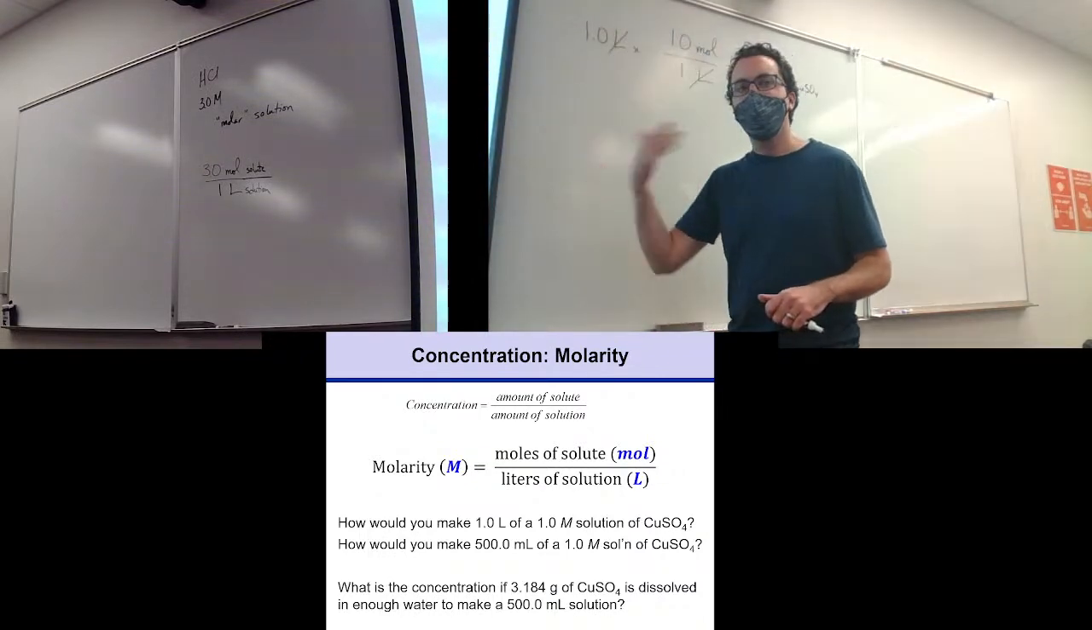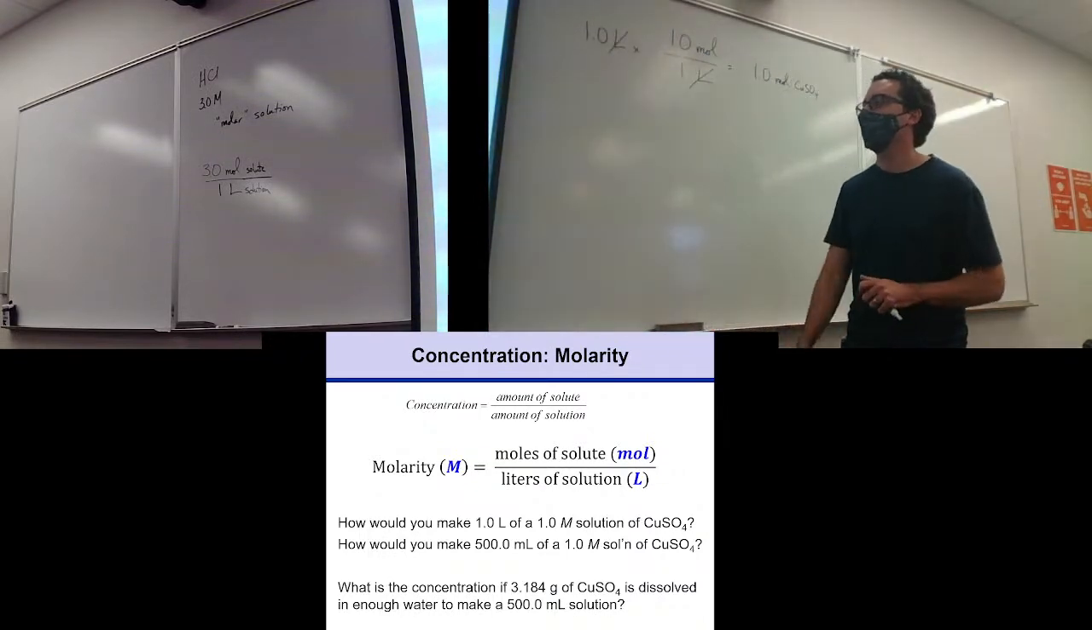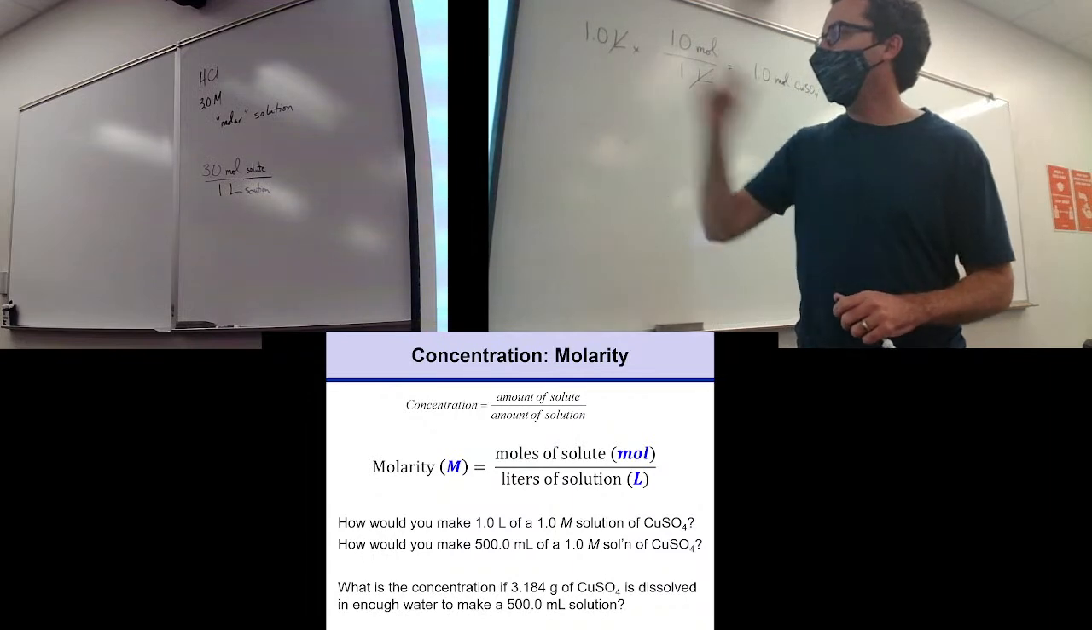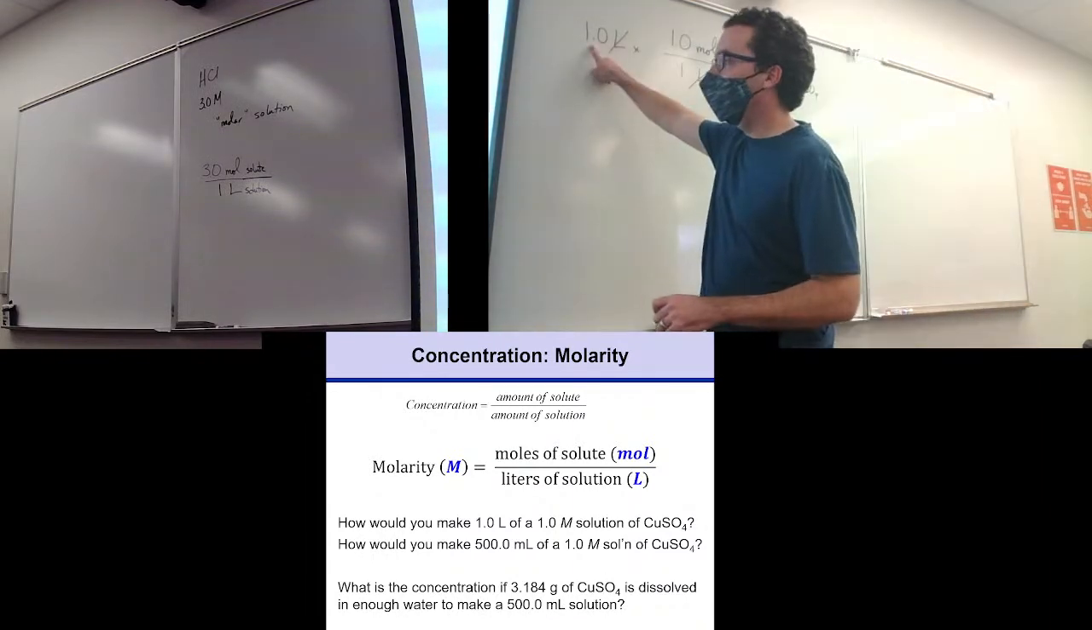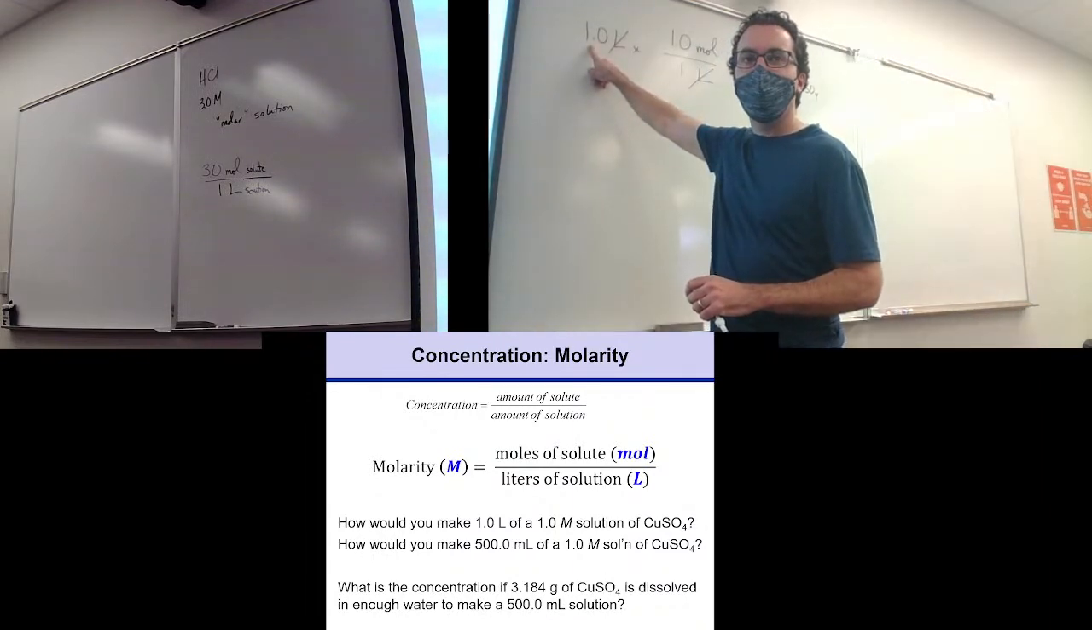So 1 molar, that's the concentration. That's how strong the solution is, basically. How would I make 500 milliliters? I'm going to plug in 0.5 liters here instead. Okay?